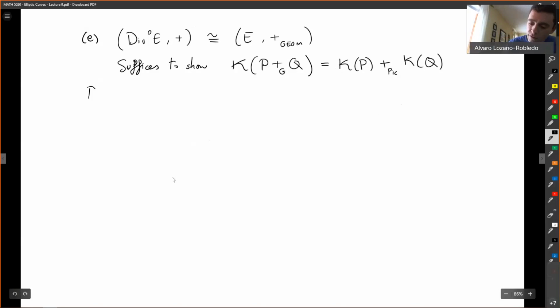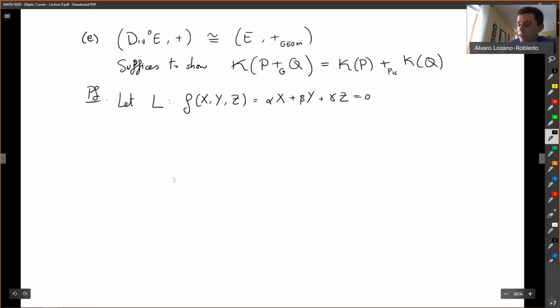So here's the proof of that fact. We have to come up with the divisors and check that something is happening with the divisors to verify this. So let L be, remember, the line that goes through P, Q, and a point R. So let F of X, Y, Z be alpha X plus beta Y plus gamma Z equals zero. It is the line through P, Q, and a point R.